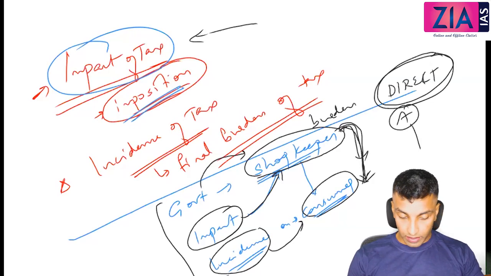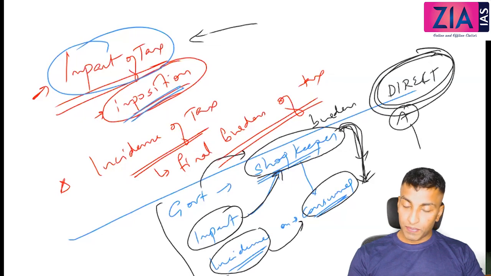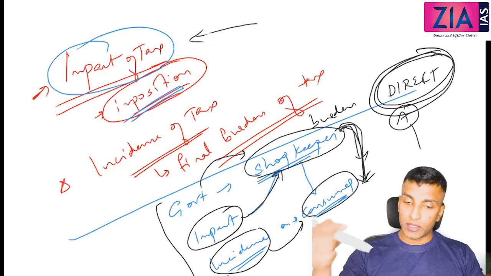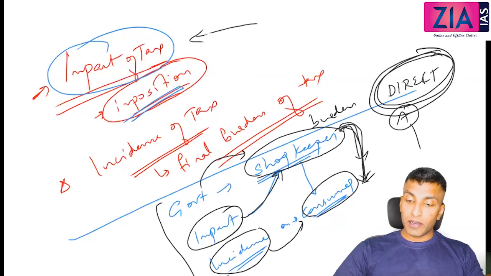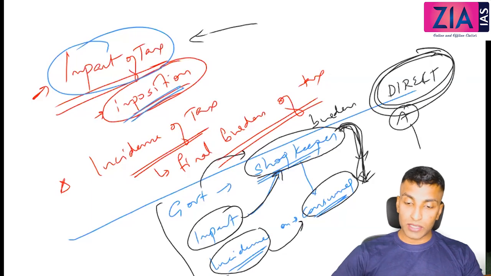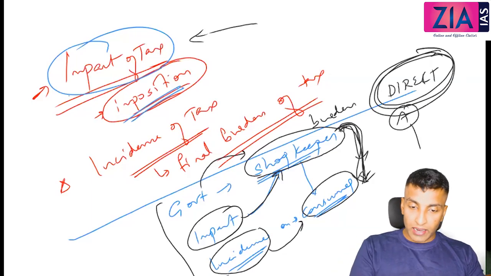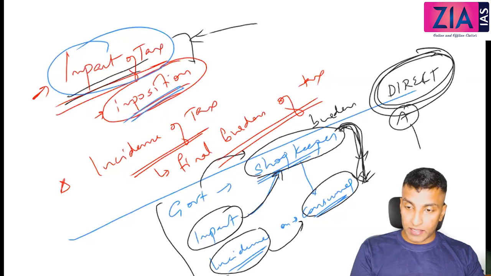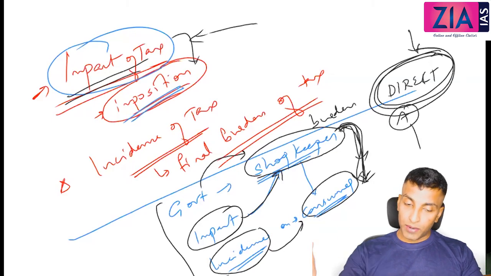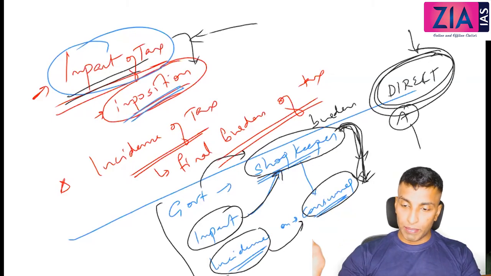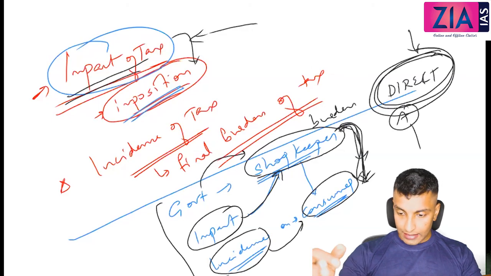I hope this is clear. So in case of direct tax, can I say the impact and incidence will be on the same person? Yes. But in case of indirect tax, I cannot say that. The shopkeeper can pass it on to the consumer, and mostly that will be done. So this point has to be very clear. Impact of tax means upon whom it is imposed. Incidence of tax means who is having the final burden. In case of direct tax, the impact and incidence will be on the same person. In indirect tax, that may not be the same.